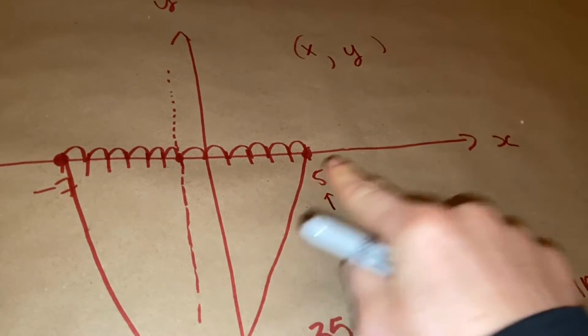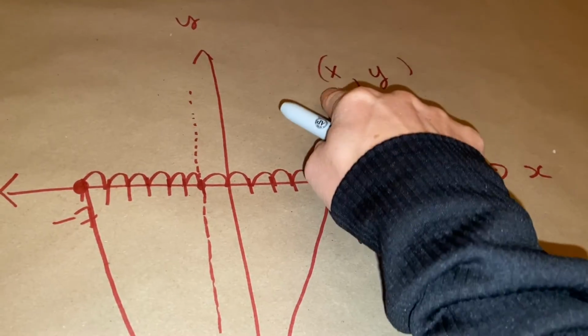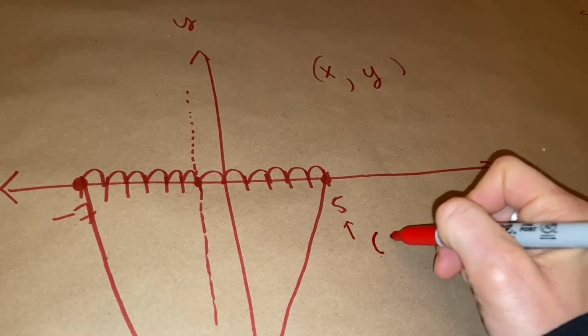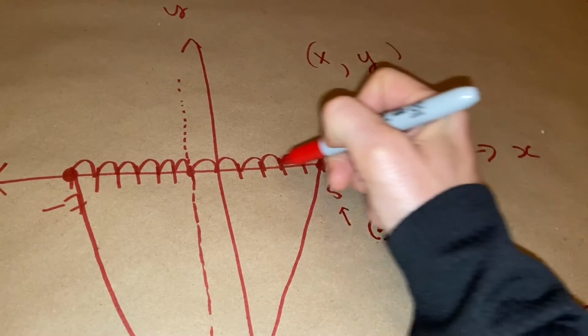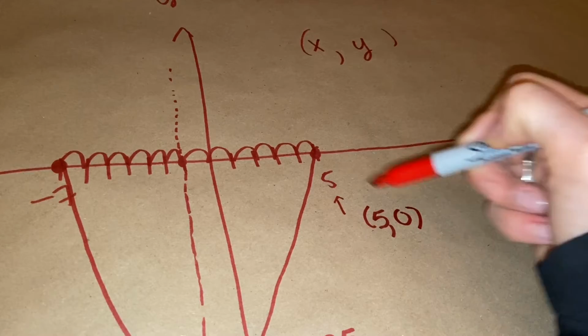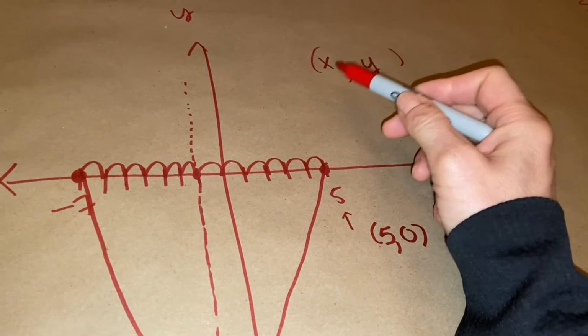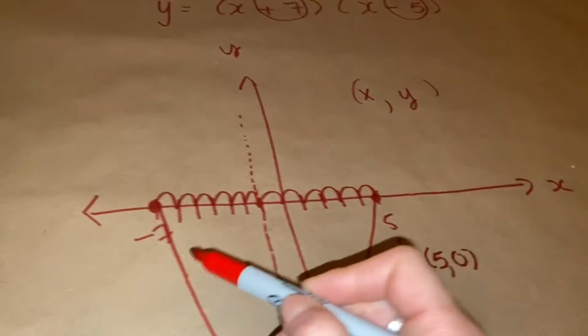This point, the 5, is an x, which means it needs to come first. So this point is 5, and it's not up, it's not down, it's just right in the middle at y equals 0. So then we have 0 next. But the 5 had to come first because when you have a point in coordinate form, the x always comes first.